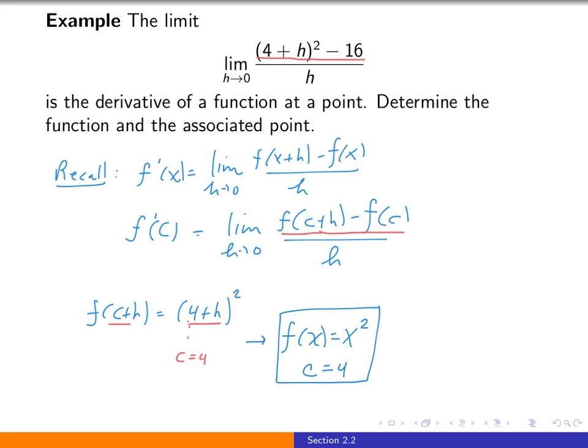Now, another way to see that that point c should be 4 is to look at the second term. We're subtracting away 16, and 16 is representing f of c. So for the function x squared, f of 4 is 4 squared, which is 16. So f of 4 plus h minus f of 4 over h. So that is the derivative of the function x squared at 4.